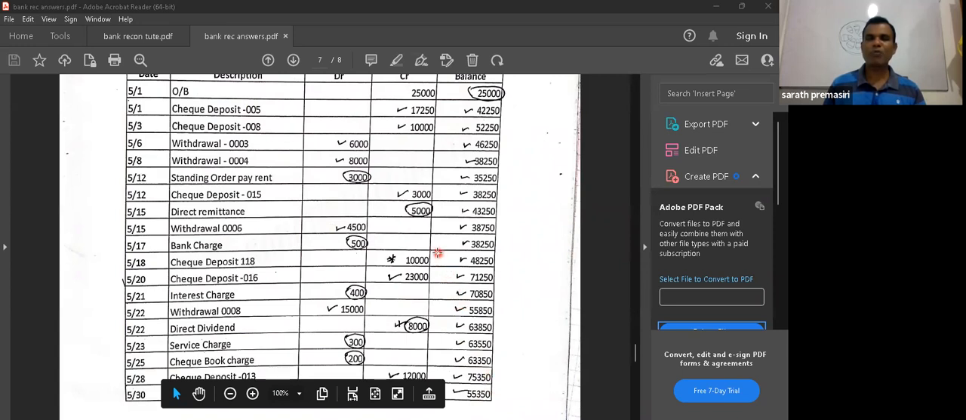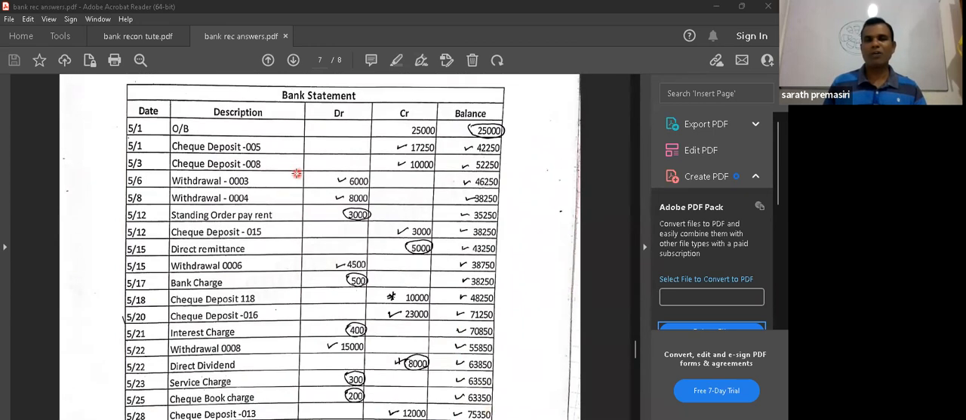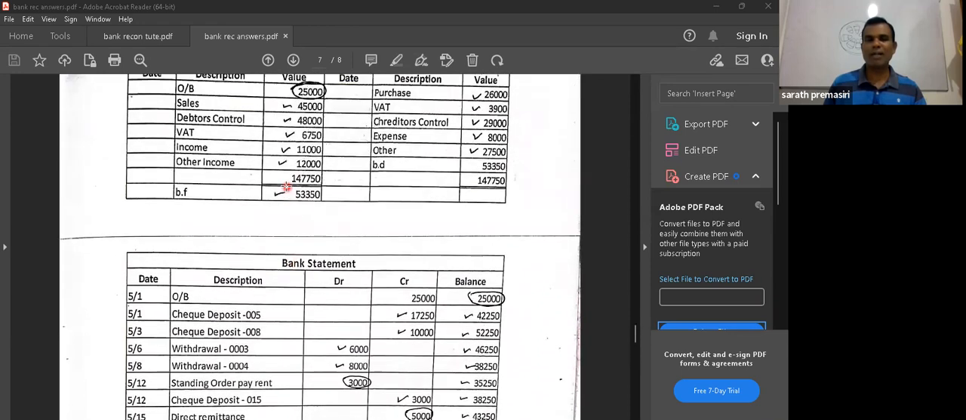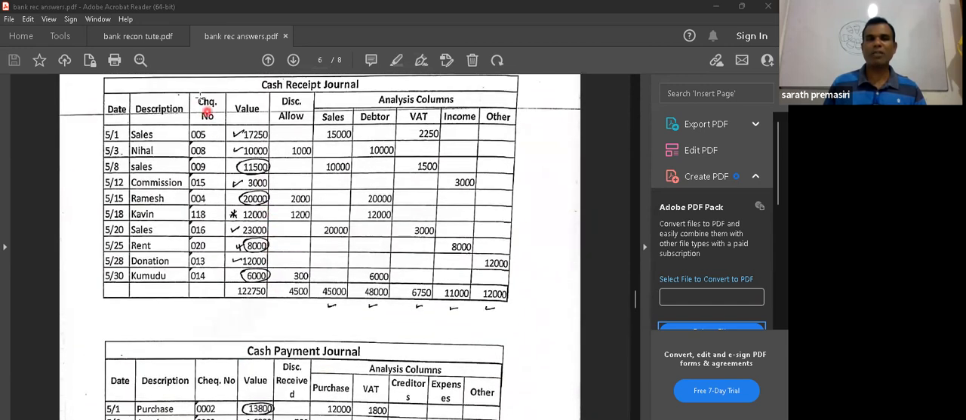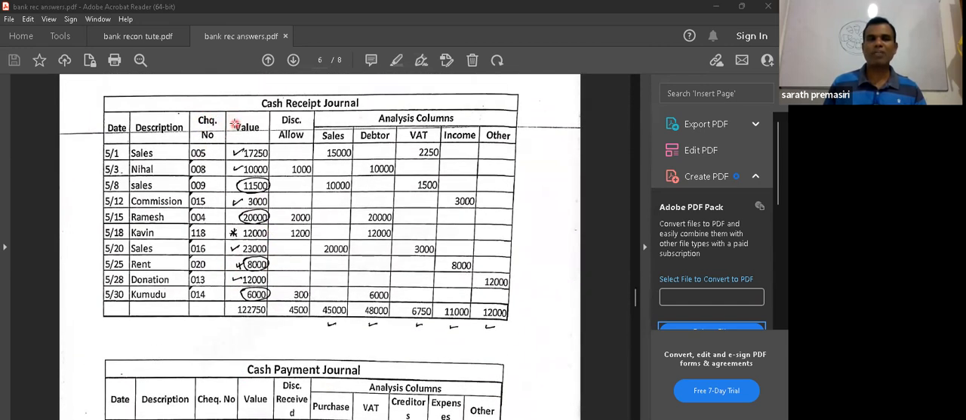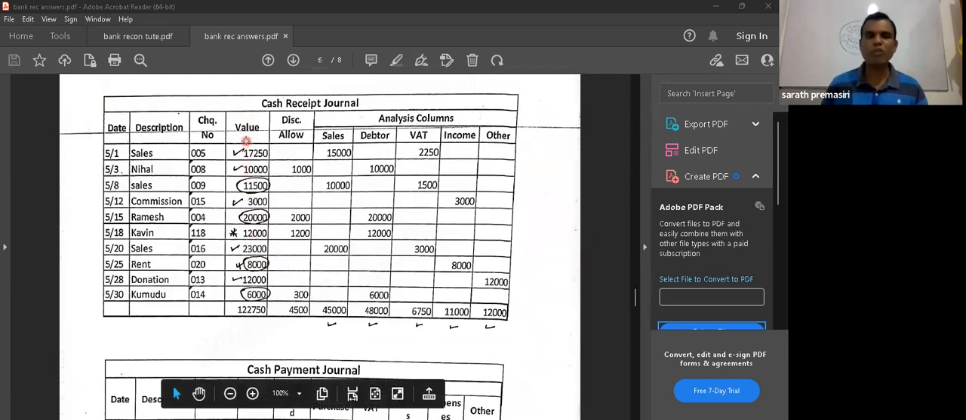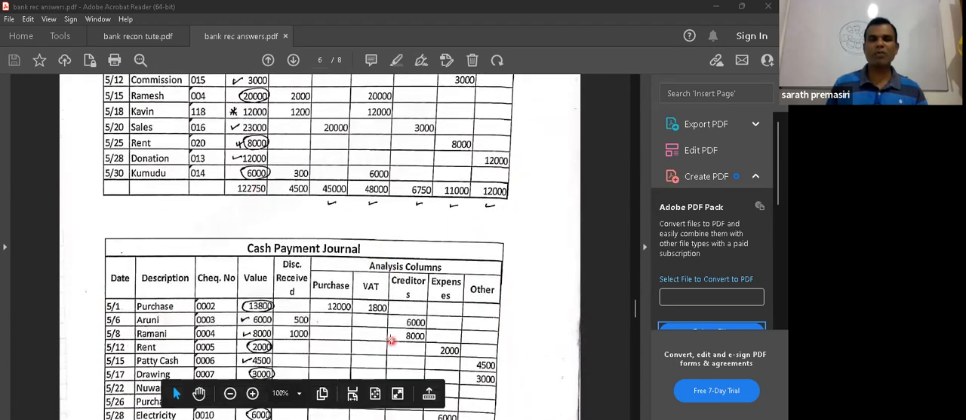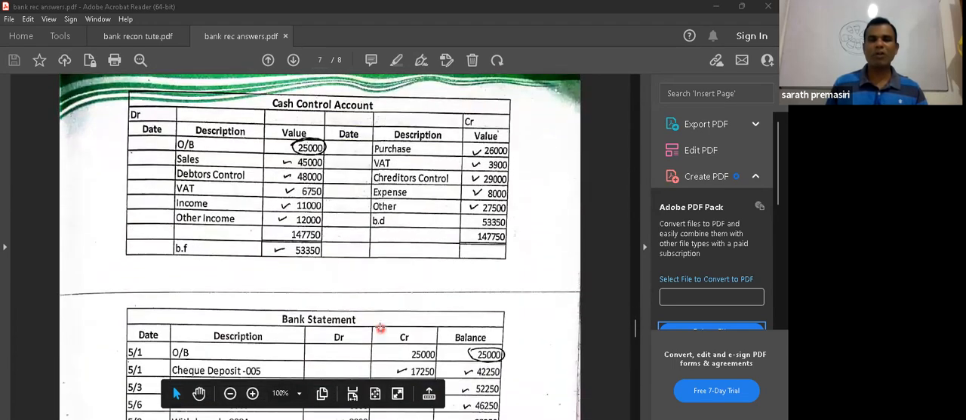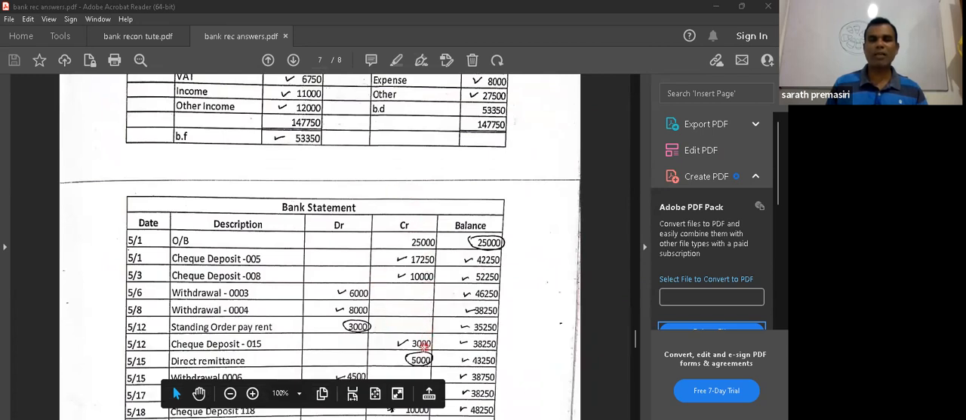Now thereafter we have to find out the reasons for these differences. So what we should do is, first, you have to compare the cash receipt journal values with the credit column of the bank statement. Here, this is the credit column of the bank statement. Look at the credit column of the bank statement.